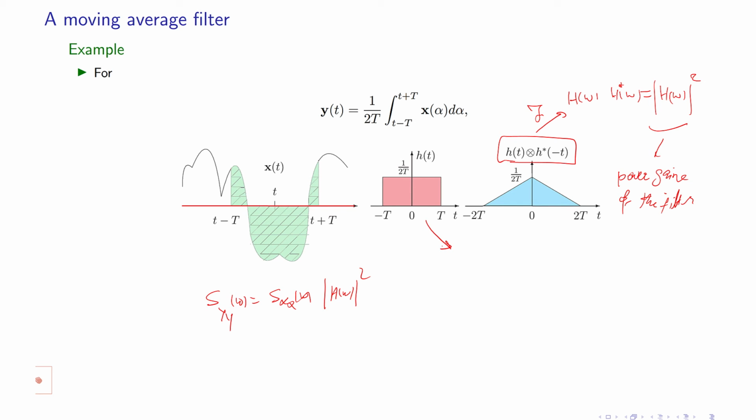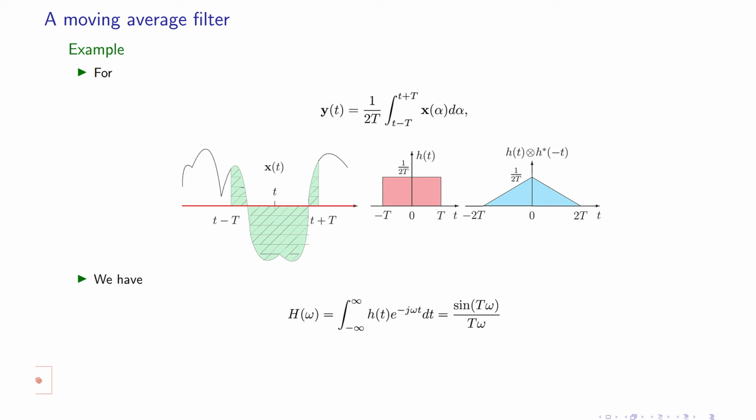If you calculate H of omega, you get a sinc function. The Fourier transform of this pulse is the integral of 1 over 2T, and this function is 0 outside of the interval minus T to T. So I have the integral from minus T to T of e to the power j omega t dt. Using your calculus, you can calculate this integral, and it is going to be a sinc function.